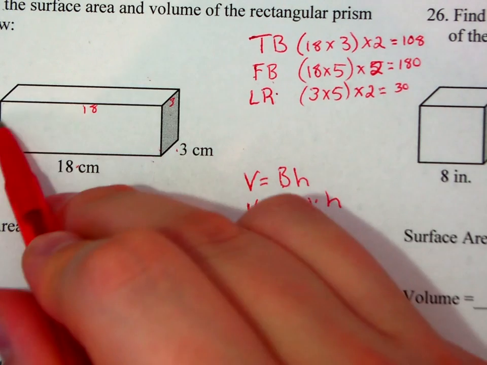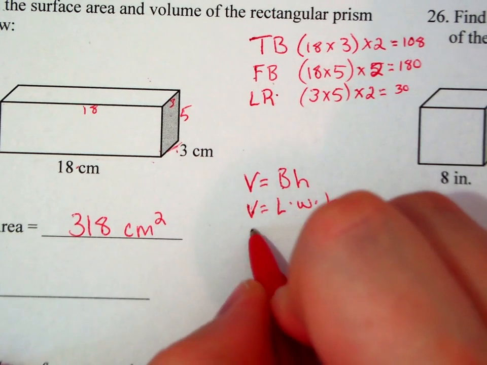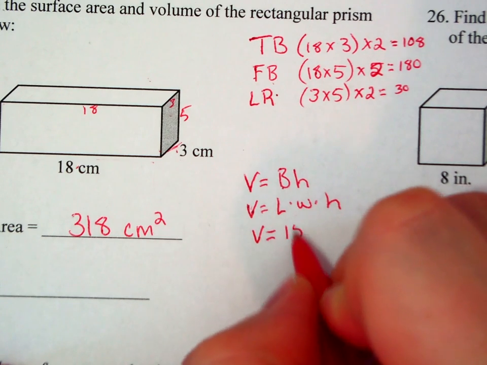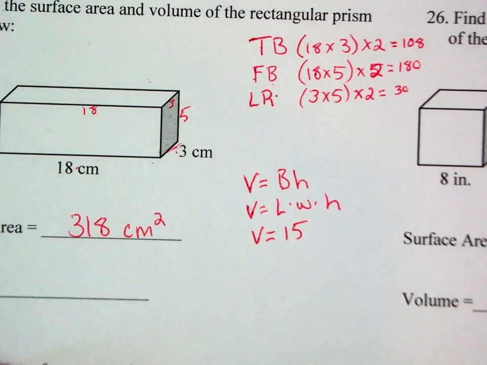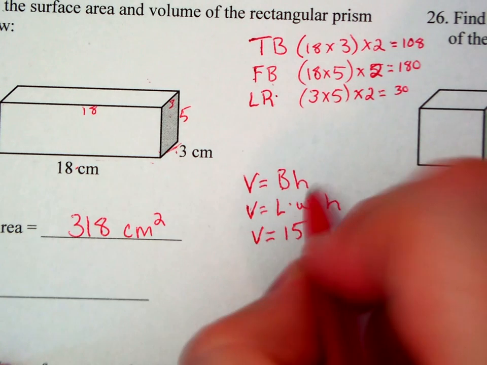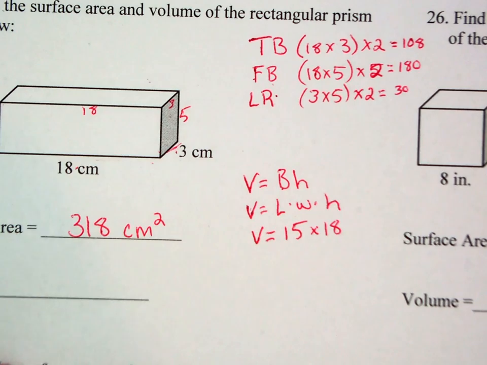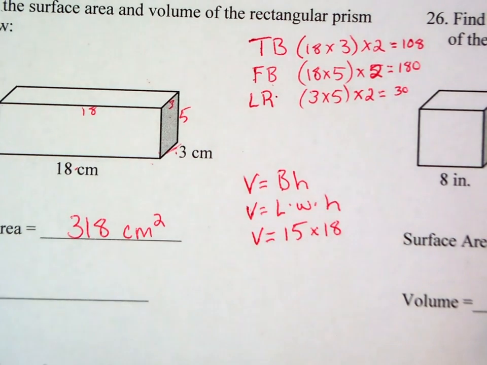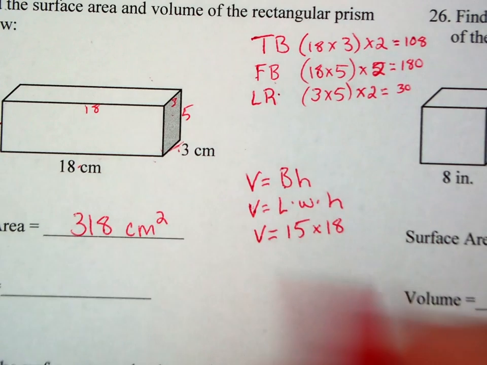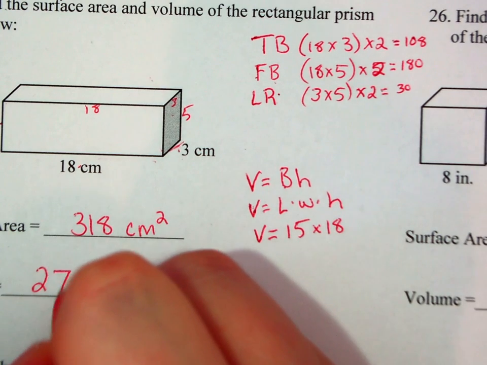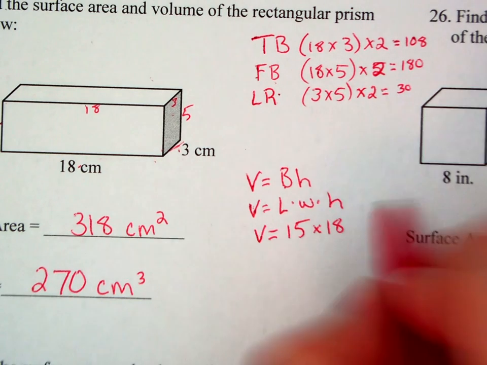My base is 3 units by 5 units. So I'm going to say volume equals 15. And this rectangular prism is 18 units high. So times 18. So it has a volume of 270 centimeters cubed.